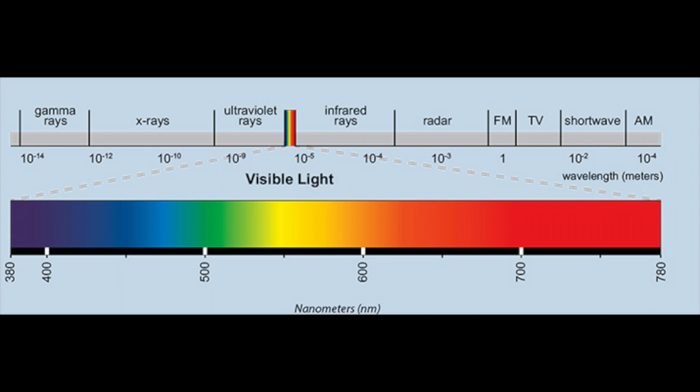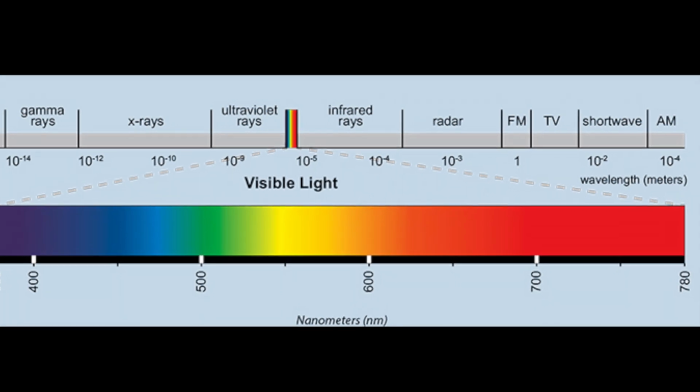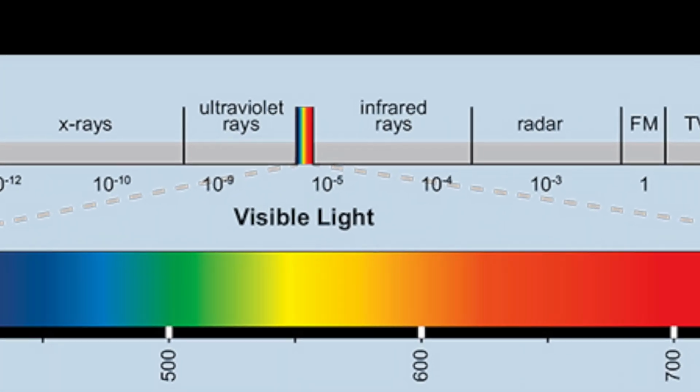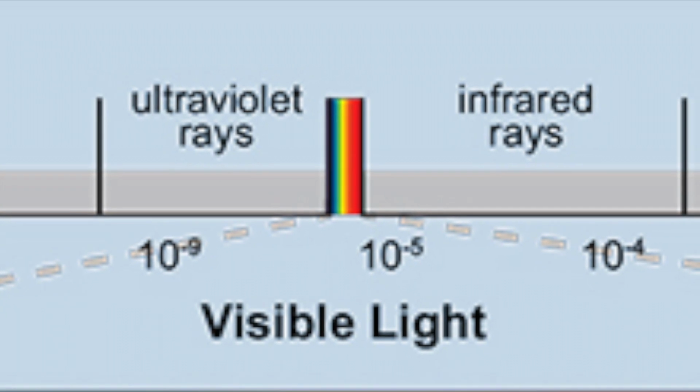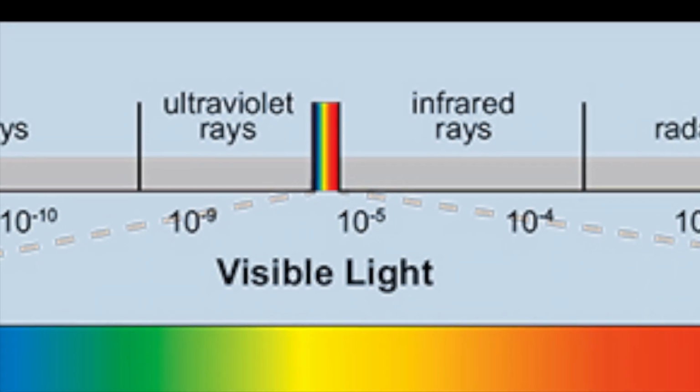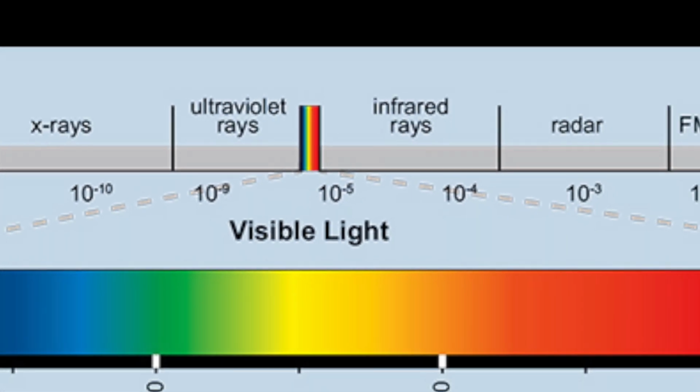There are multiple types of rays on the electromagnetic spectrum. All of the different types of waves are listed at the top of the image, but we are going to focus specifically on the visible light rays, or the visible light spectrum. As you can see, the visible light spectrum is found between the ultraviolet rays and the infrared rays. The color with the shortest wavelength is purple, while the color with the longest wavelength is red.